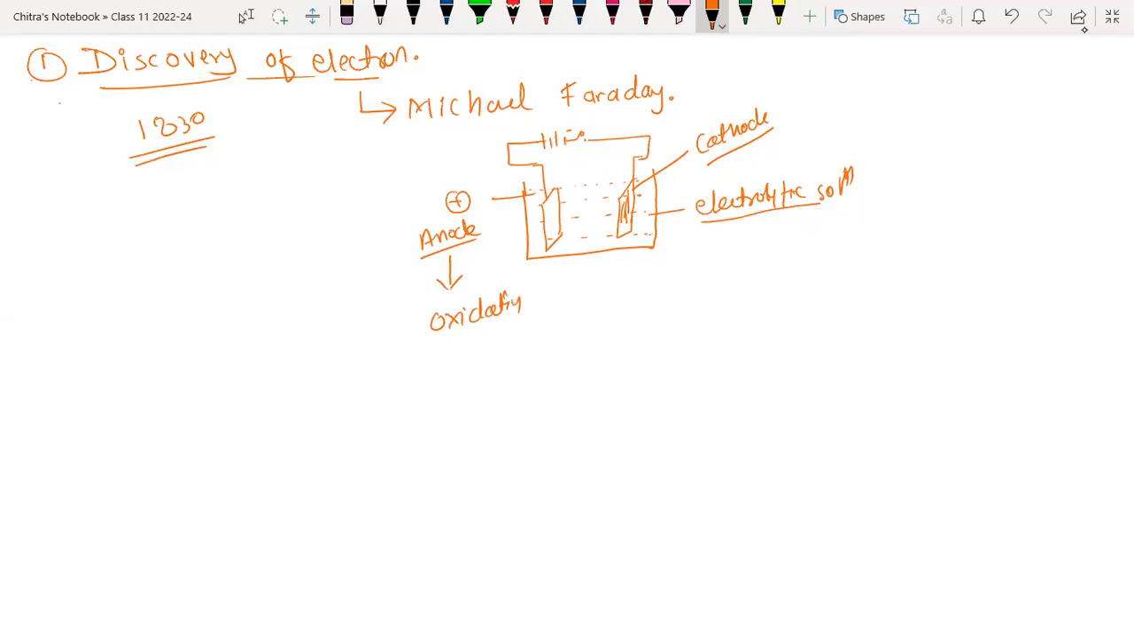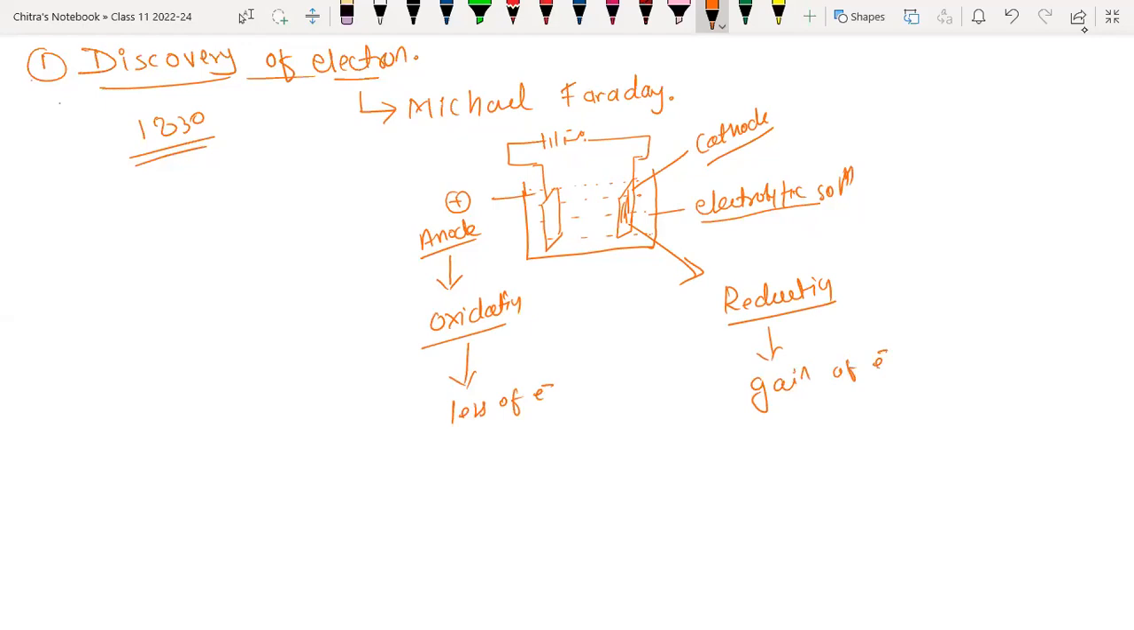Oxidation means what? Loss of electron, right everyone? And on the cathode, the reduction reaction takes place. Reduction reaction takes place, and reduction means what? Gain of electron.